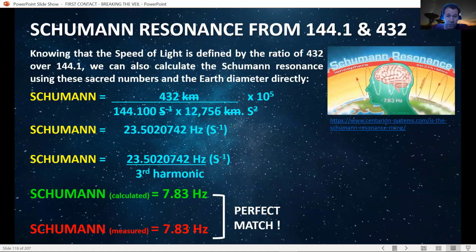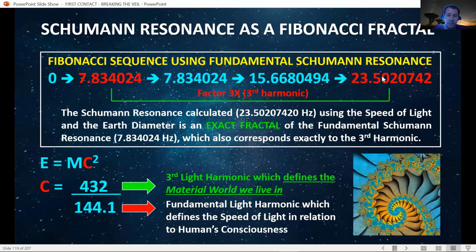Even a Schumann resonance, as we saw, can be calculated accurately with these harmonics, right? If we take the 432 and divide by 144.1, and divide by the Earth diameter, because the Earth is like an antenna, like the DNA is an antenna, we get 23.5, and that's a famous number that we've seen many times. It's very significant, right? 23.5. Exactly. And if we divide by the third harmonic, we get the Schumann resonance, 7.83. It's represented a bit differently here. You see the 23.5 that we get, third harmonic is 7.83.